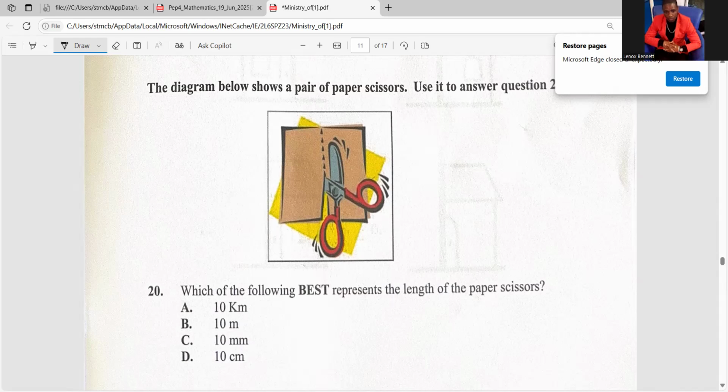The diagram below shows a pair of paper scissors. Use it to answer question 20. Which of the following best represents the length of the paper scissors? A, 10 kilometers. No, that's too big. I would say 10 centimeters. 10 millimeters is literally 1 centimeter, right?